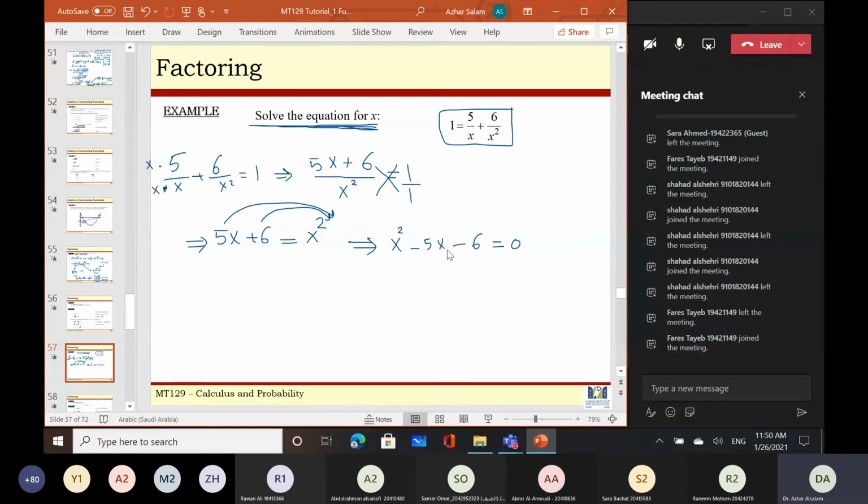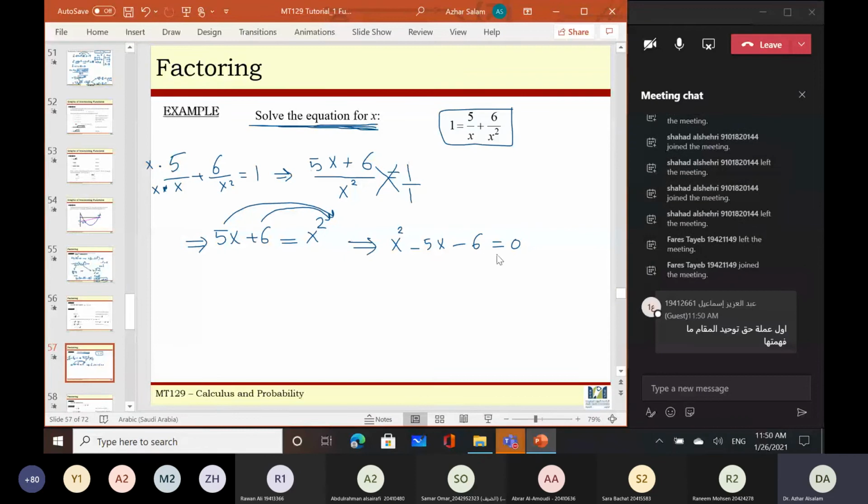So here I have a quadratic equation. معادلة تربيعية مطلوب إني أوجد الأصفار، أوجد الحل. I either use the factorization or the quadratic formula. I will use the factorization here since it's easier. You can use the quadratic formula.